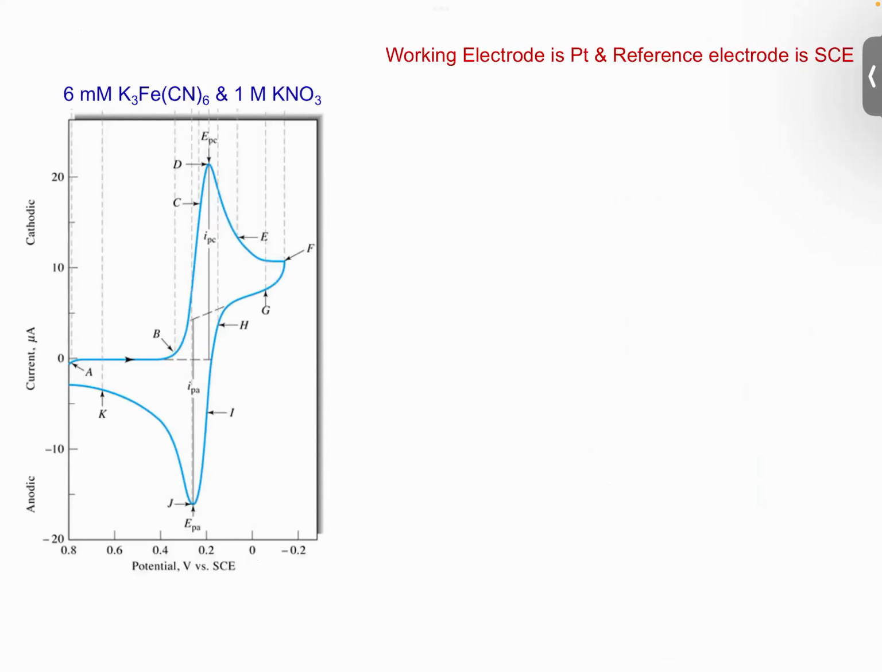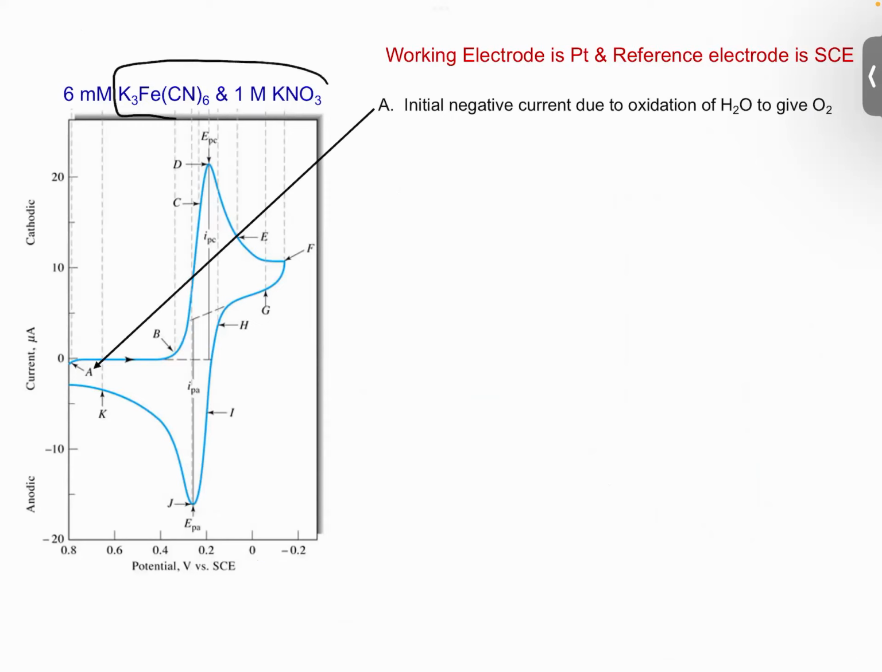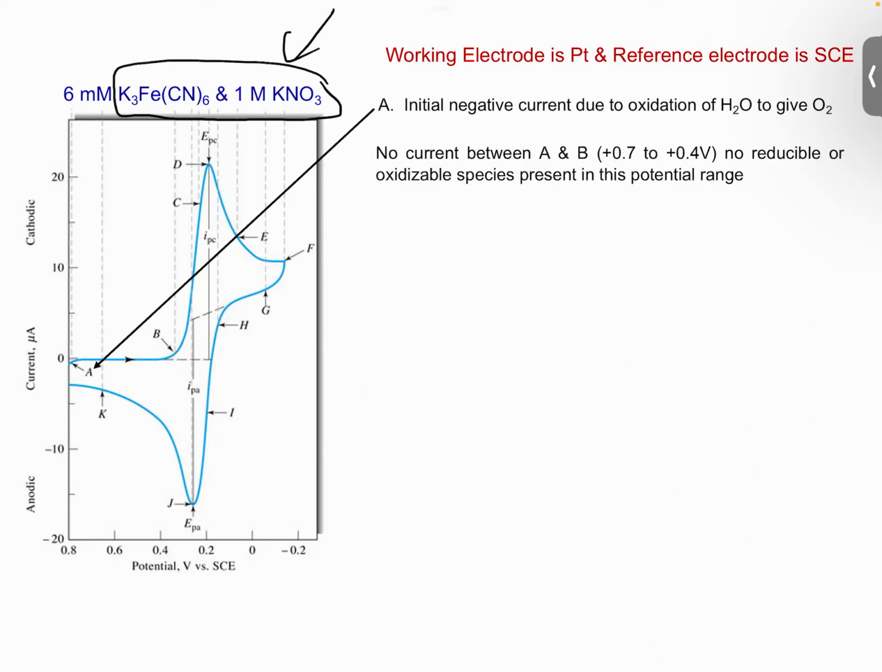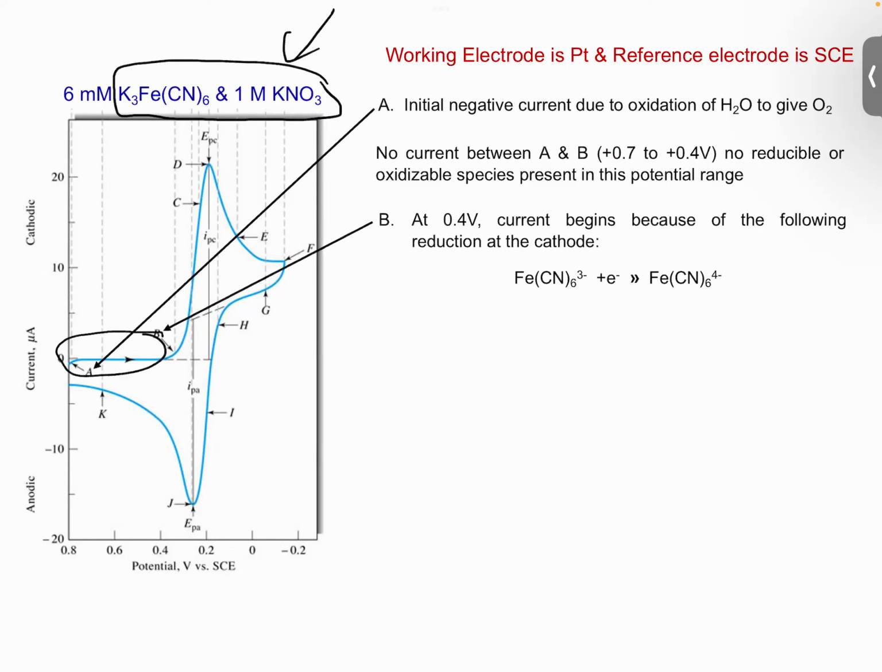Okay, initial current. In this case, the species that we are detecting is ferrocyanide with supporting electrolyte of potassium nitrate. You can see it just like we have described before. At the beginning, no current. Then you start to have the current where the reduction starts to happen.